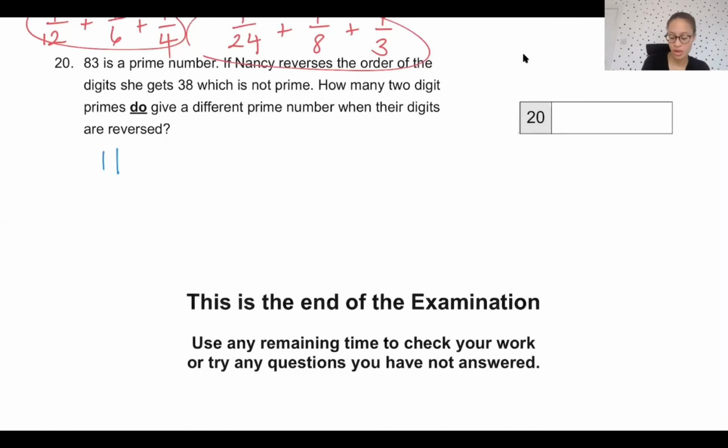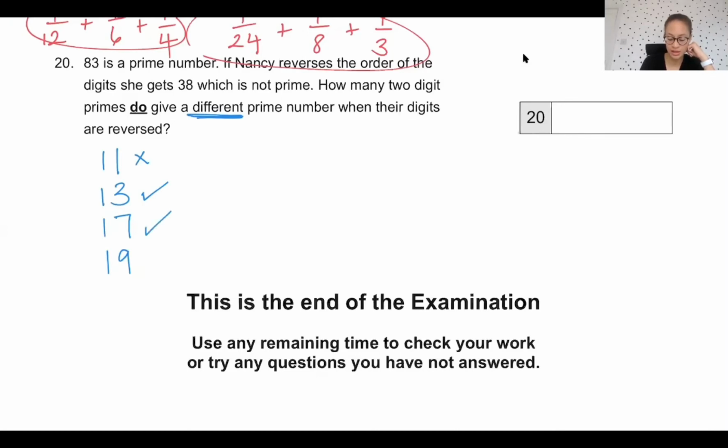So 11, 13, 15, sorry, not 15, 17, got carried away with my odd numbers, and 19. Let's go through those and check which ones work with this question. So 11, if you reverse it, you do get a prime number. However, it's the same prime number that you had before. The question says it has to be a different prime number. So 11 doesn't work. 13, if you reverse it, you get 31. 31 is a prime, so that works. 17, if you reverse it, you get 71. 71 is a prime, and that works.